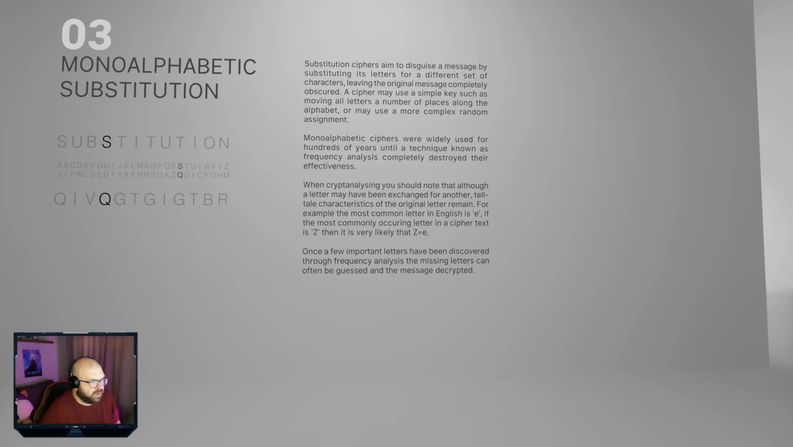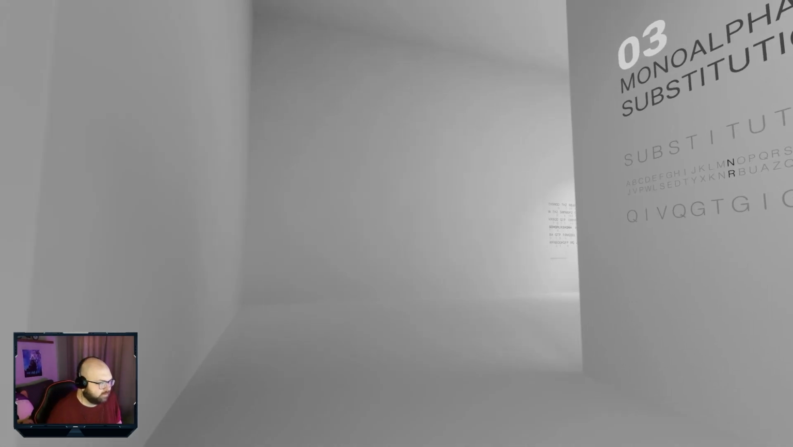Monoalphabetic ciphers were widely used for hundreds of years until a technique known as frequency analysis completely destroyed their effectiveness. When cryptanalyzing, you should note that although a letter may have been exchanged for another, telltale characteristics of the original letter remain. For example, the most common letter in English is E. If the most commonly occurring letter in a ciphertext is Z, then it's very likely that Z equals E. Once a few important letters have been discovered through frequency analysis, the missing letters can often be guessed and the message decrypted. Alright, I don't know how many we've got in here.